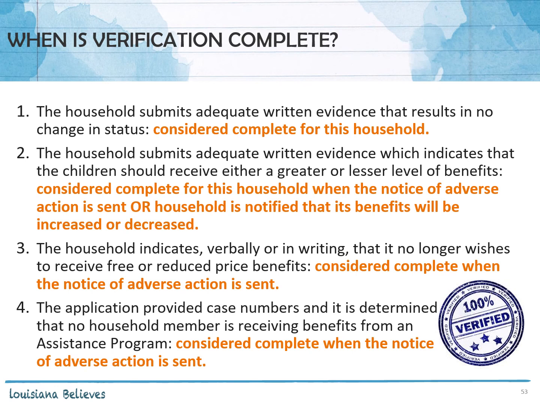Number 3, the household indicates verbally or in writing that it no longer wishes to receive free or reduced price benefits. Verification is considered complete when the notice of adverse action is sent. Or number 4, the application provided case numbers and it's determined that no household member is receiving benefits from an assistance program. Verification in this instance is considered complete when the notice of adverse action is sent.